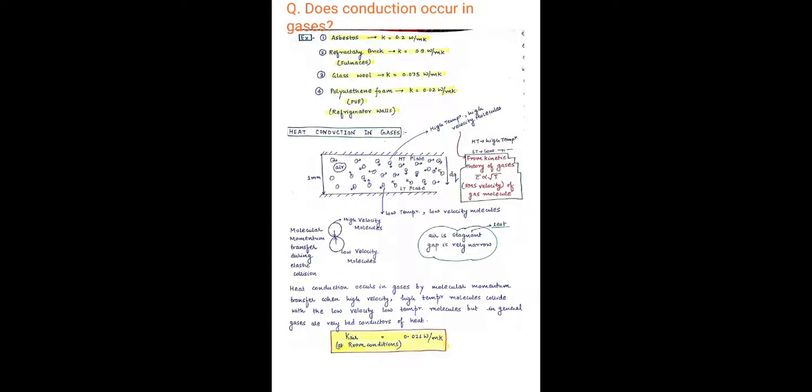VRMS velocity from kinetic theory of gases, VRMS is equal to square root of 3RT/M, where T is the temperature in degrees Kelvin. So velocity of gas is directly proportional to the square root of temperature. Hence, at high temperature velocity is high and at low temperature velocity is low. So heat conduction occurs in gases by molecular momentum transfer when high velocity, high temperature molecules collide with the low velocity, low temperature molecules.